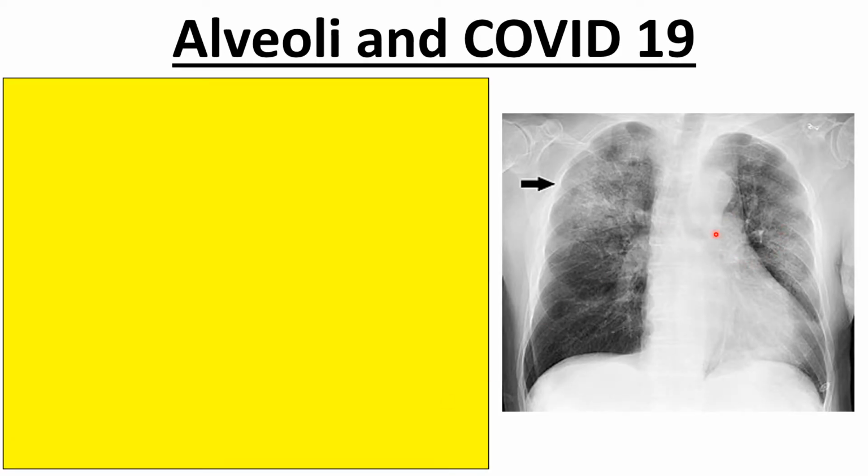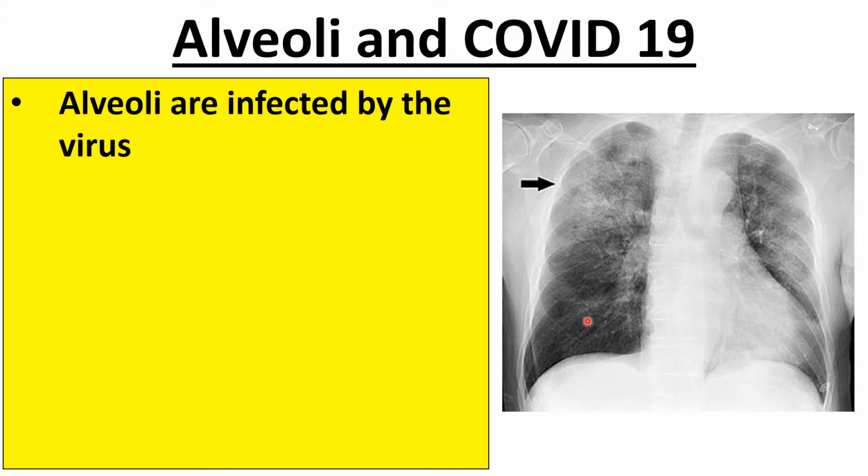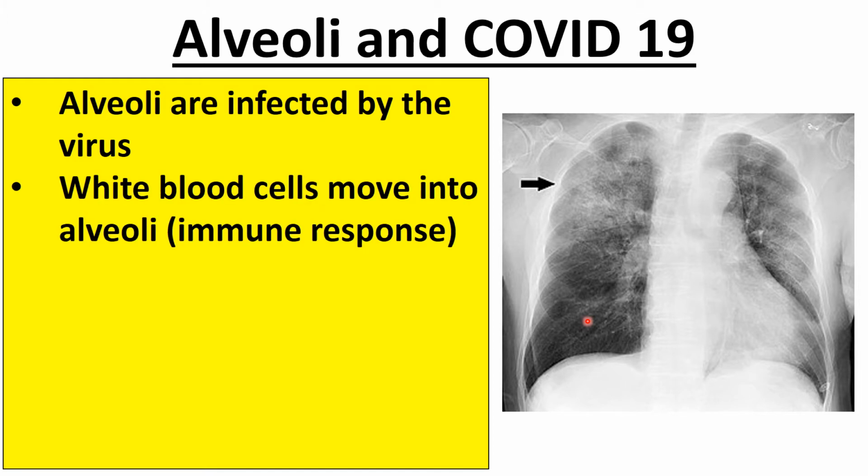I'll mention this, seeing as it's kind of topical, I suppose. This is what COVID does to someone's lungs. You can see you've got an area here which is sort of white, and what happens is these little alveoli where gas exchange occurs are infected by the virus, and what then happens is you've got an immune response. You've got white blood cells.